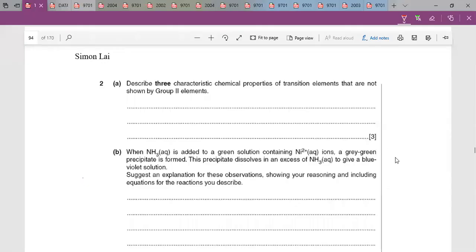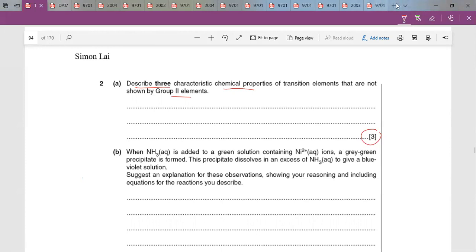Okay, I just thought of showing you this question. Now, we have finished most of the physical properties, which is the definition of transition metals, the radius, the density, the melting point, and also some of the electron configuration. Now here they ask you, describe 3 characteristics of chemical properties of transition metals that are not shown by group 2 calcium. Describe means tell you what they are. 3 of them, 3 marks.